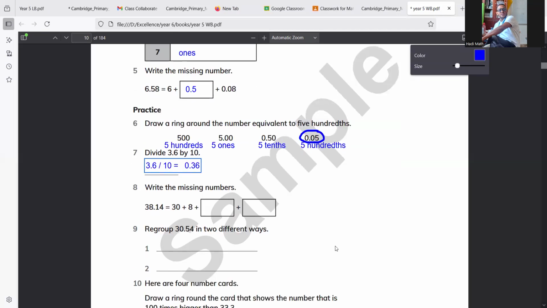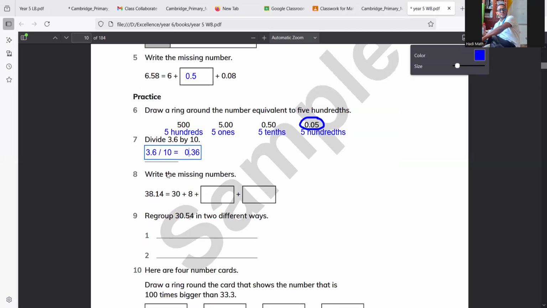Question number 8, they ask you to write the missing numbers. You write each number according to its place value. Like 3 is tens, you write 30. 8 is ones, you write 8. 1 is tenths, you write 0.1. And 4 is hundredths, you write 0.04.